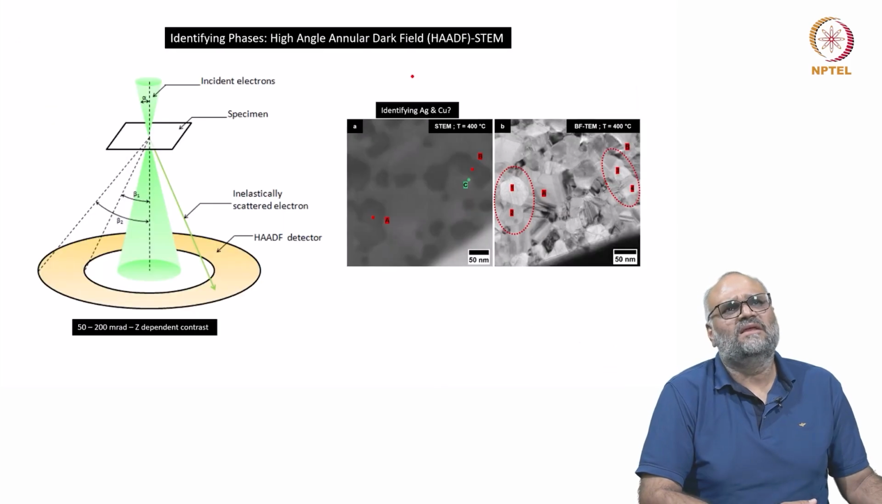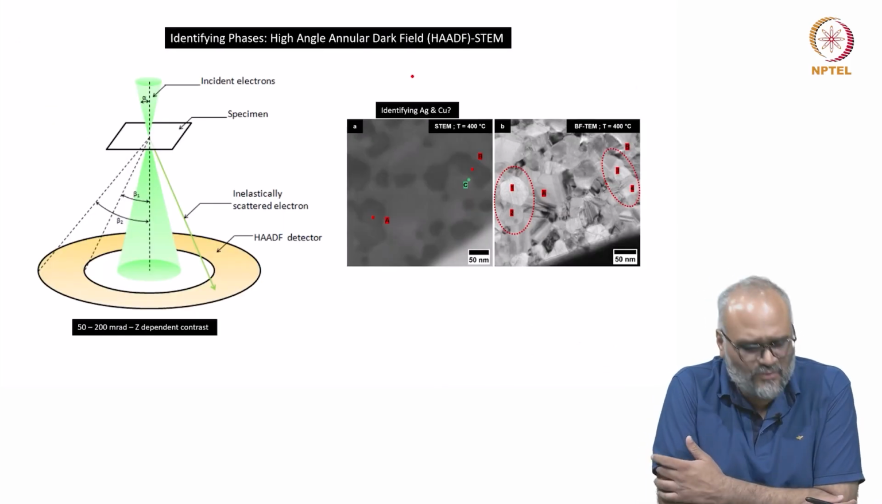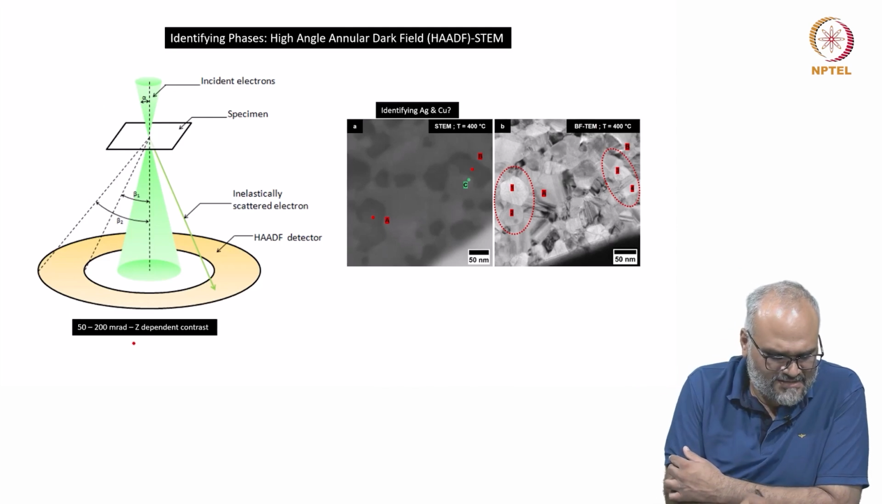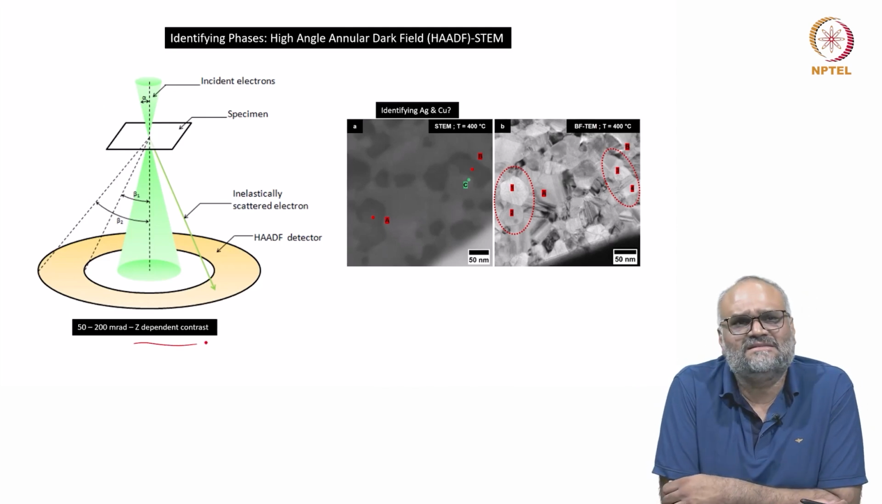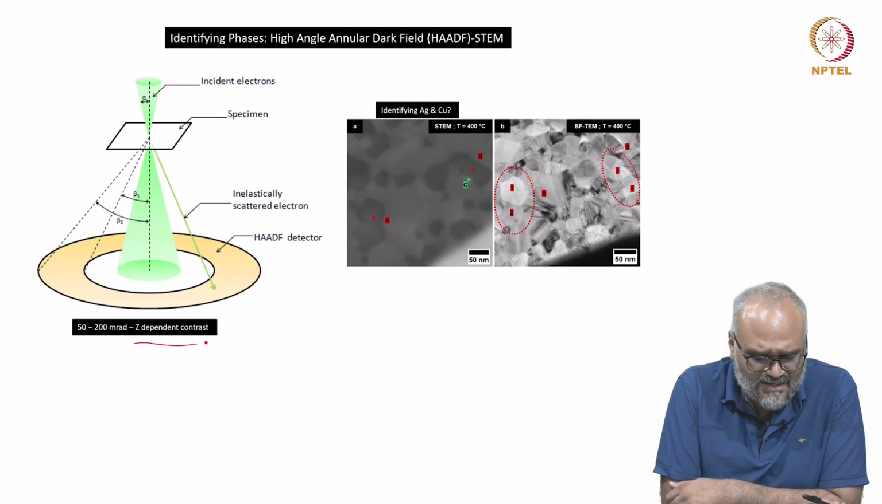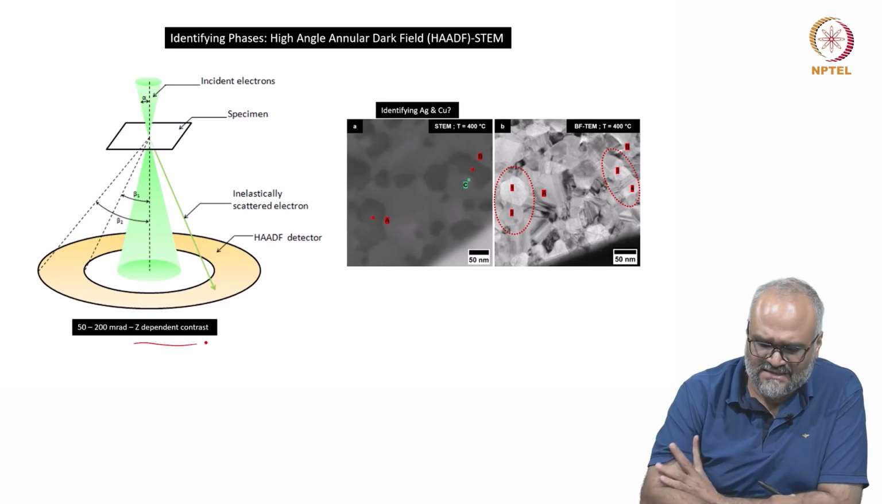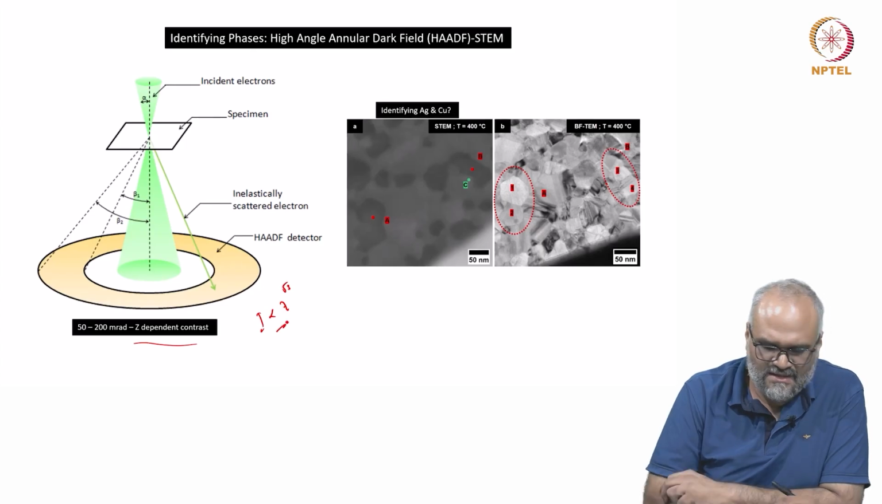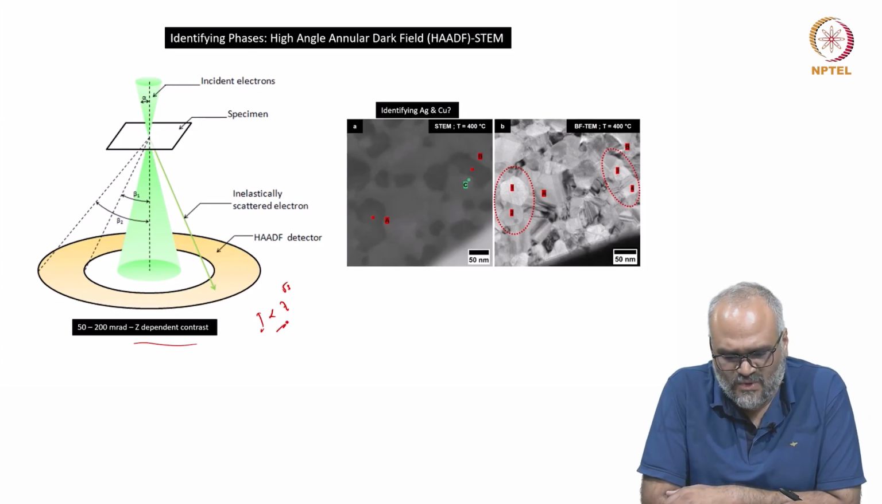STEM mode, and within 50 to 200 milliradians in STEM, it is essentially Z contrast. So we've seen in this course earlier that the intensity is proportional to Z to the power root 3, and that is what you see.